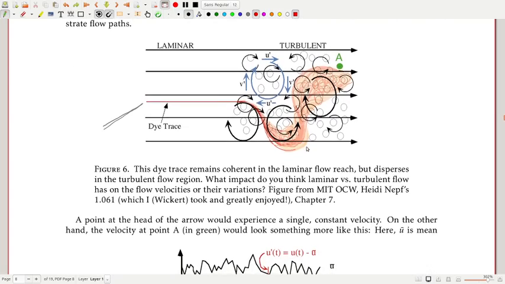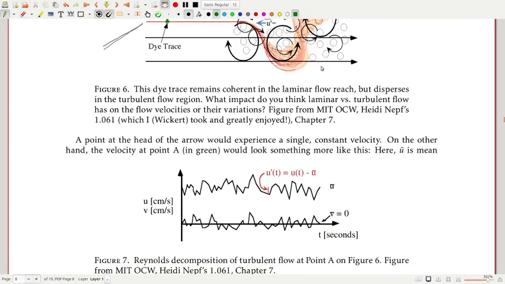So if we look at a couple points here, we're going to make 2 points. The first point is going to be at the head of this arrow, and I'm going to call this point B. Heidi's already labeled A over there. So the point B at the head of the arrow is going to experience a single constant velocity.